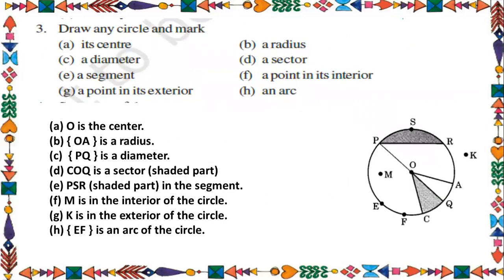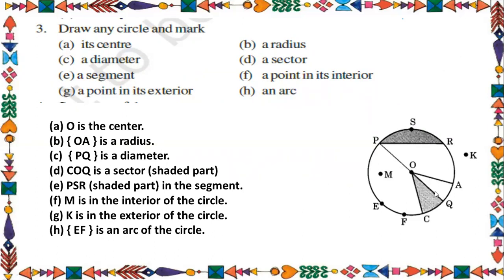Question number 3. Draw any circle and mark all these points. So we have seen that we have to mark its center. So I mark O as the center. B says mark a radius. So I have taken a radius as OA. You can take any radius. You can take OP also. You can take OC also. You can take OQ. You have many radii.